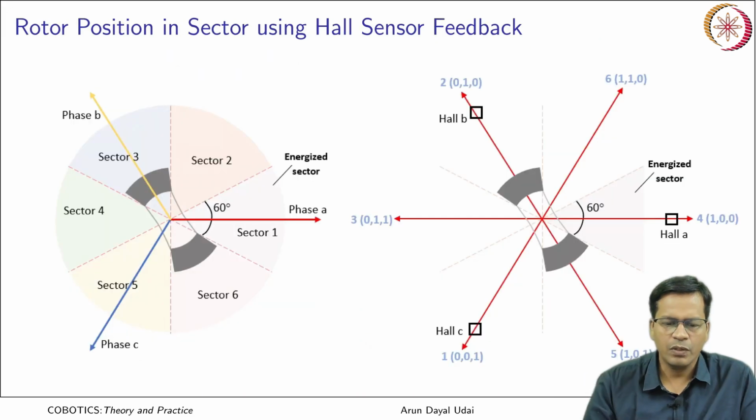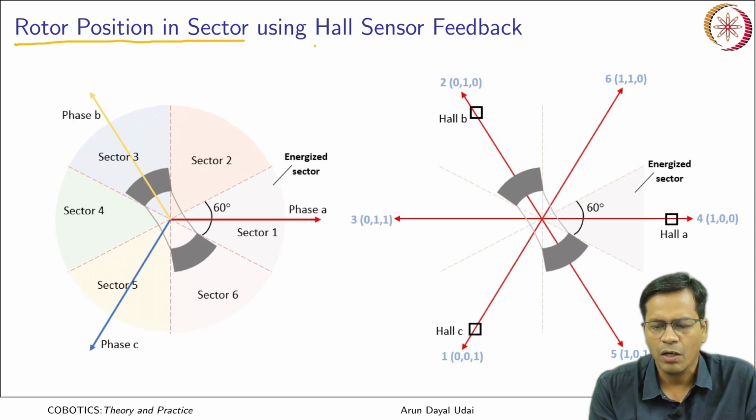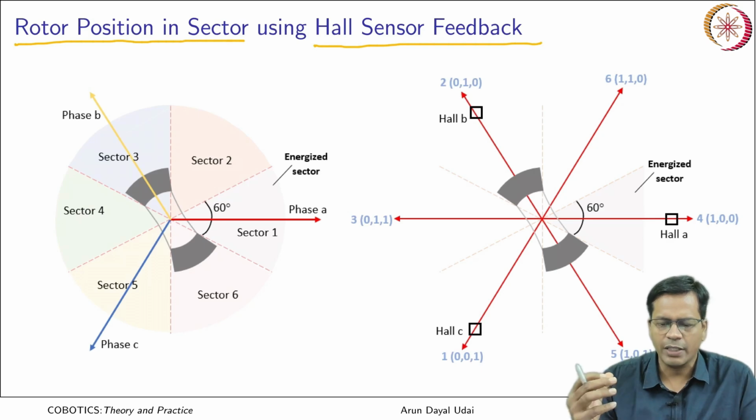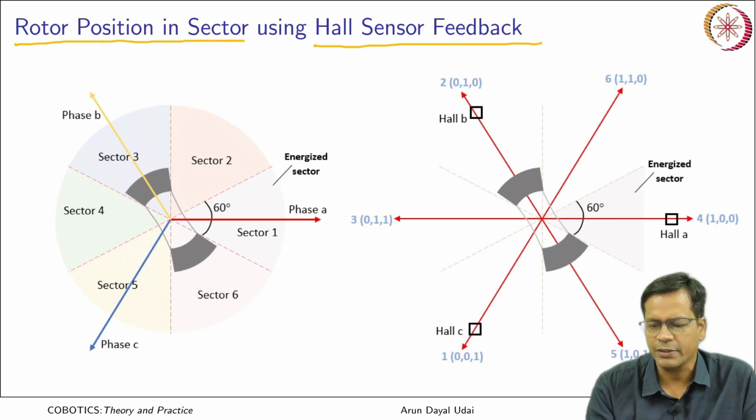Okay. So let us see how this motor works, based on the rotor position in the sector, and how the Hall effect sensor can give me the position. So where are the Hall effect sensors located? The whole of the motor, let us say, is divided into 6 sectors.